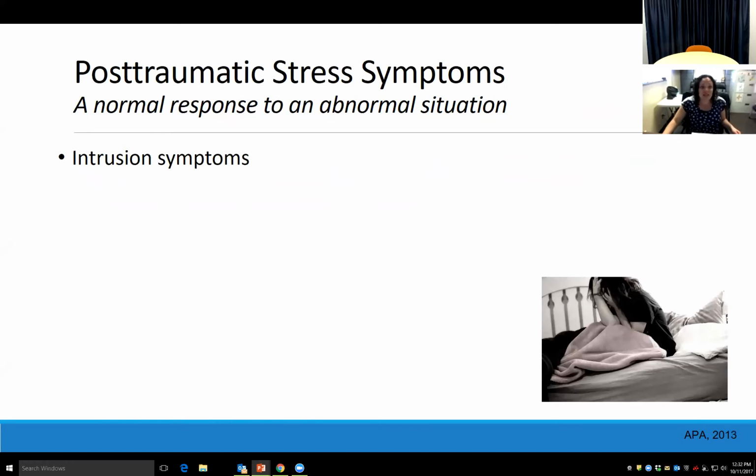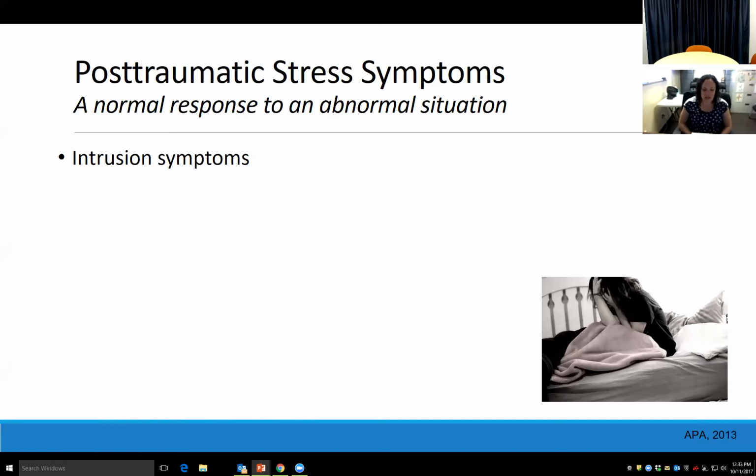Okay, so focusing on the different categories of symptoms. There are four categories of symptoms for PTSD or PTS symptoms. One thing that I often say to families whose child, or even the family overall, is experiencing PTS symptoms is I explain that this is a normal response to an abnormal situation. And I say that to try and be validating.